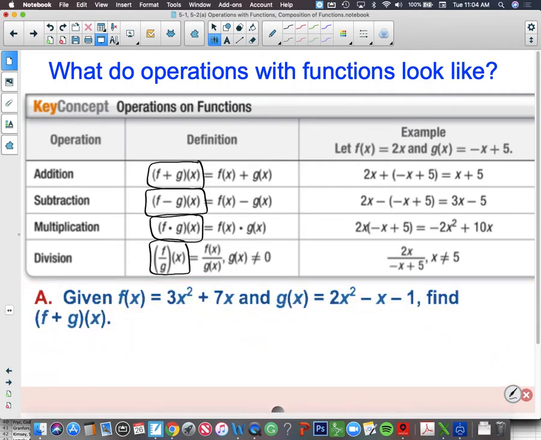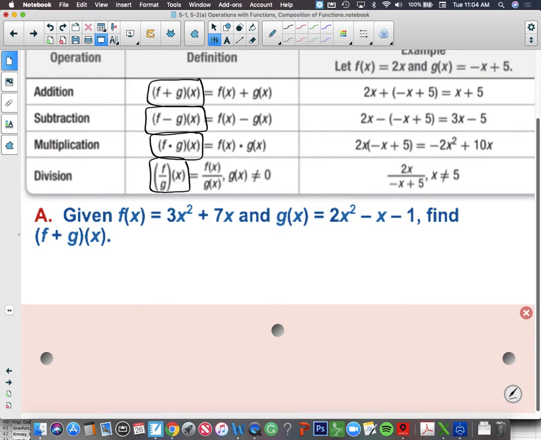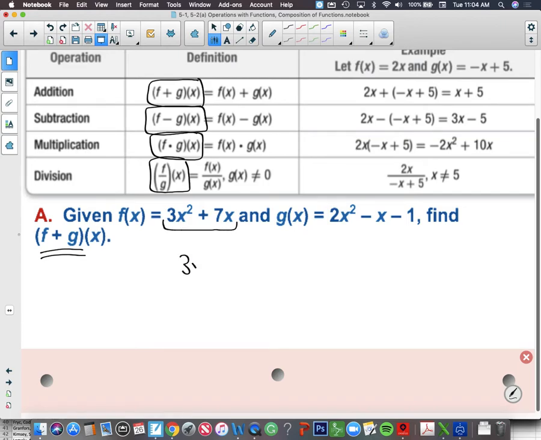So starting out down here, given the function f of x and g of x, find f plus g of x. So all that means is I add the two functions together. So I'm going to write this one out, so 3x squared plus 7x, and I'm going to add it to this function, which is 2x squared minus x minus 1. And then it's very simple from here. You just combine like terms. Everybody should be good at combining like terms.